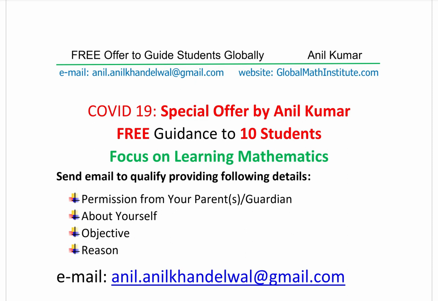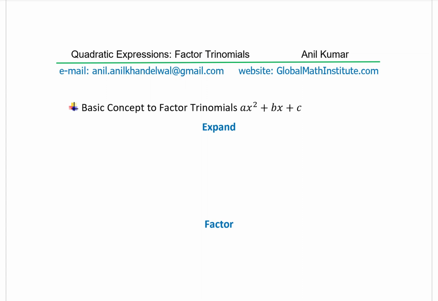Now let's begin with the concepts of factoring. As we have done in earlier videos also, here again we'll see how expanding and factoring are related. So the basic concept to factor trinomials of the form ax squared plus bx plus c could be shown here. Let me take any example. Let's write down, let's say, 2x plus 3 times x minus 5. Now if I want to expand this, then what do I get?